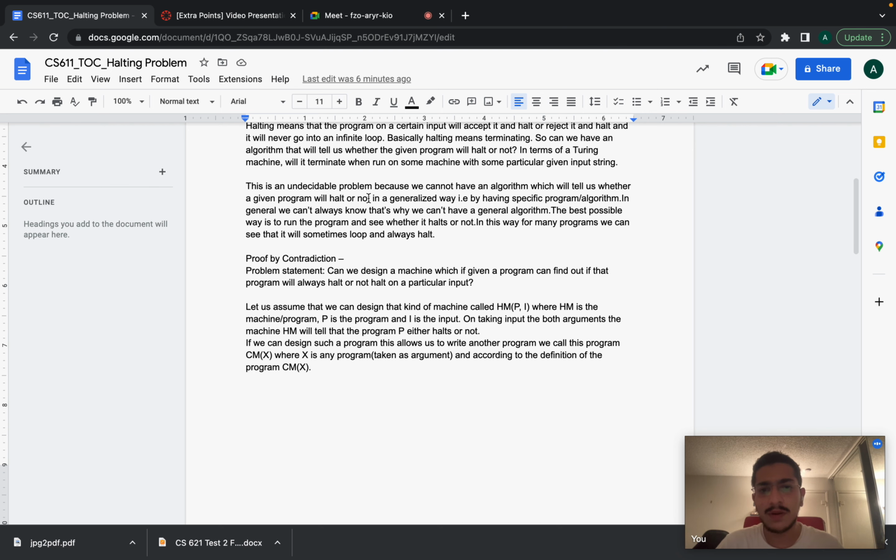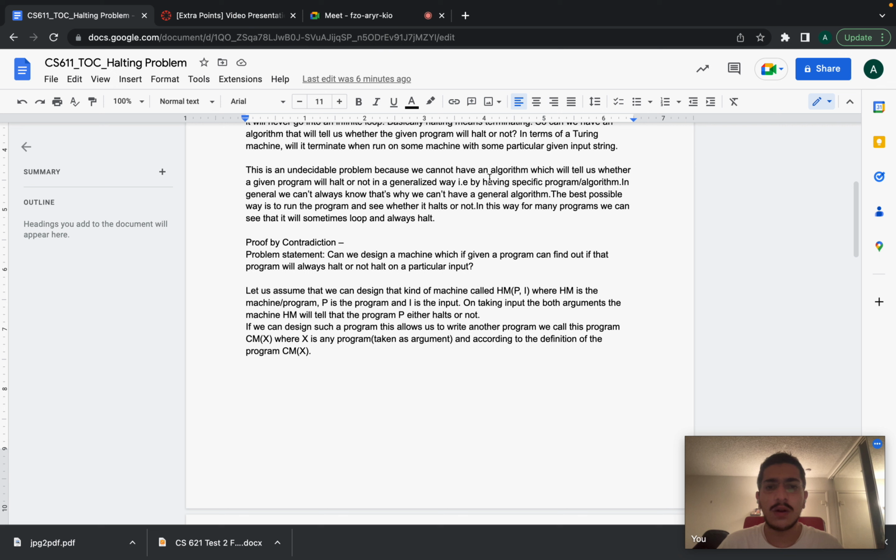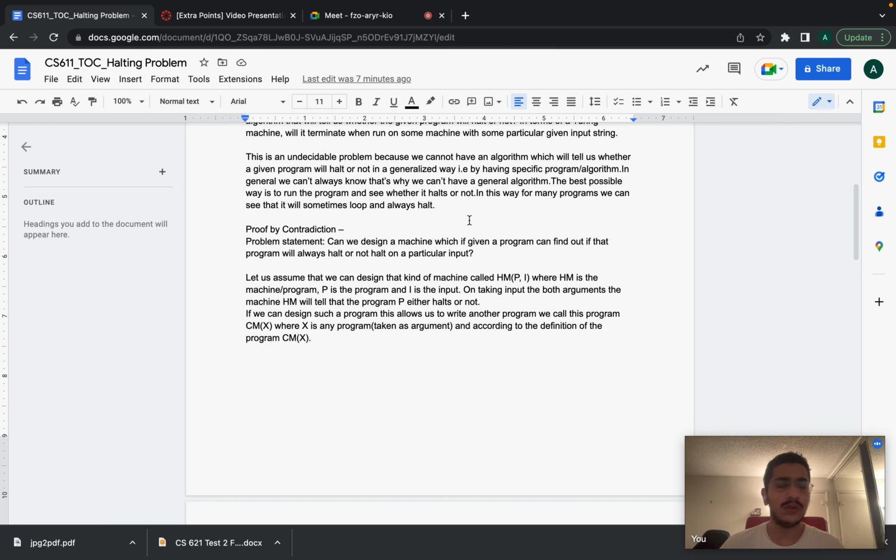This is an undecidable problem because we cannot have an algorithm which will tell us whether a given program will halt or not in a generalized way. By having a specific algorithm, in general, we can't always know whether it'll go into an infinite loop or not. The best possible way is to run a program and see whether it halts or not. This way, for many programs, we can see that it will sometimes go into a loop and sometimes halt.